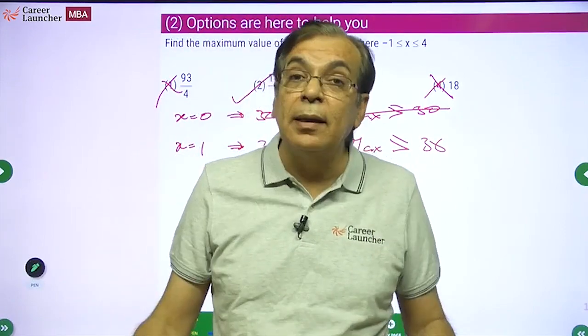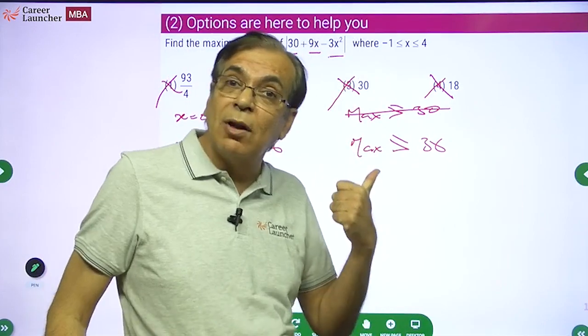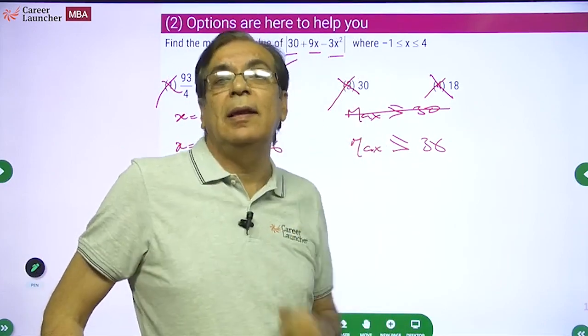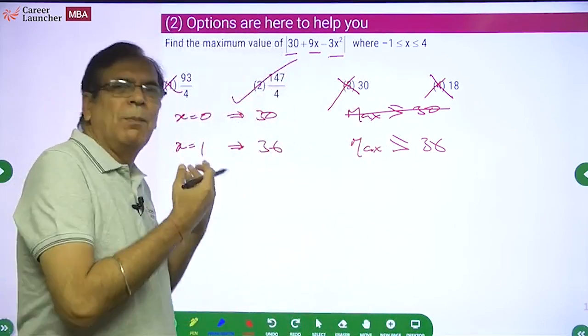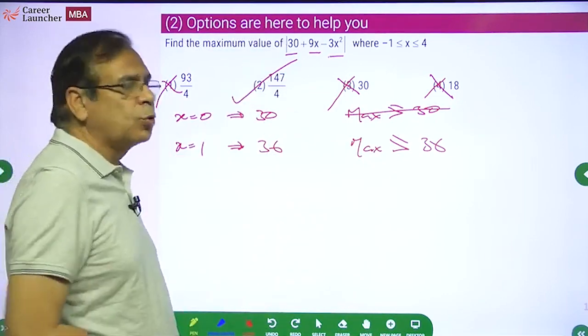I did not calculate the answer. I eliminated 3 incorrect options. Remember I said elimination of options? I eliminated 3 incorrect options and marked what was left. That is the way you do CAT. You don't do it by solving those stupid equations.